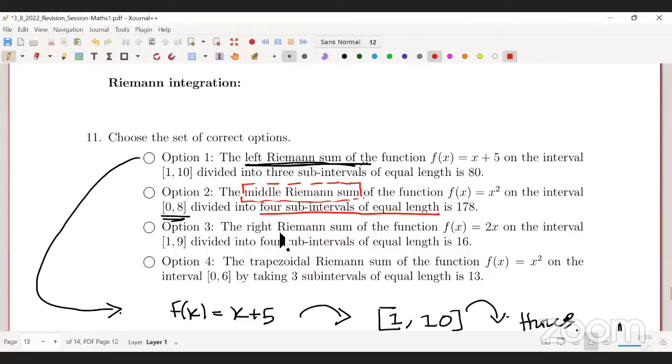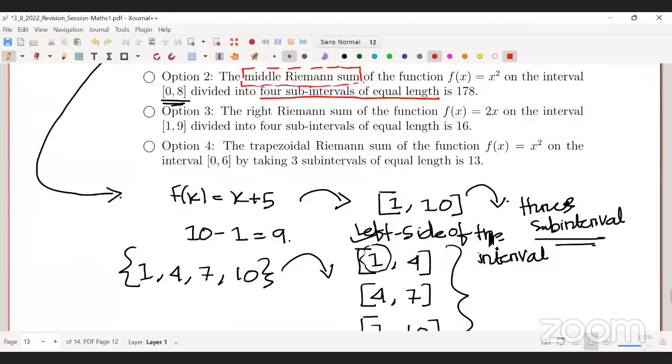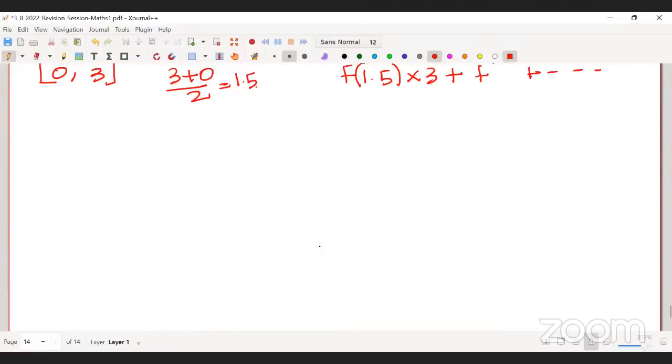Then the next thing is you have this function f of x is equal to 2x. So this is your function. You need to find the right Riemann sum of this function in the interval 1 to 9, and you need to divide this interval into 4 subintervals of equal length. So your function is f of x equal to 2x, right?